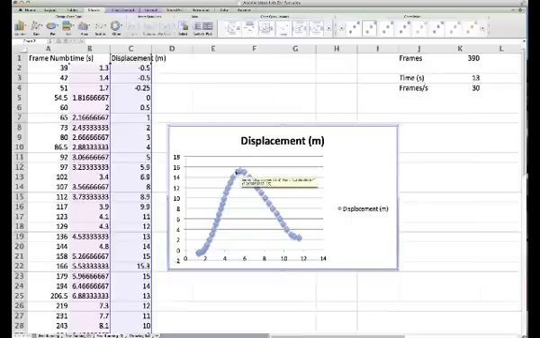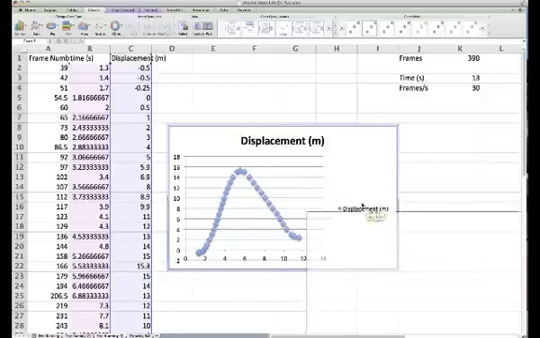I can tell I'm stopped because the slope is 0. There's no change in displacement with respect to time. And then I change directions. I have a near constant negative velocity, and I can see that here because the slope is constant. So I have a constant negative velocity, and I come to a rest at the end, shown by this being flat. So how about velocity?